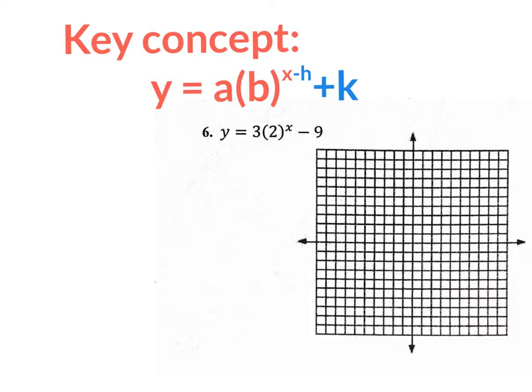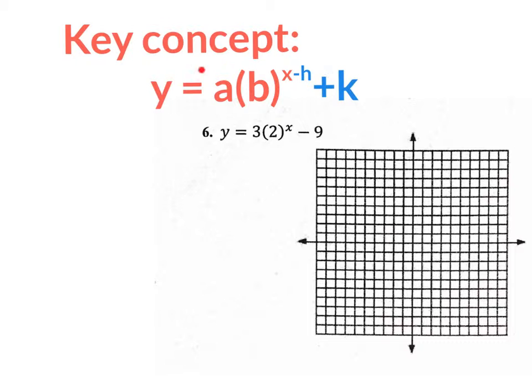And after that, I hope you have the ability, the skills to graph the rest of them and answer the rest of them. So on the homework, question number 6, the last one on the back side of your notes from last week, you have this exponential growth function, y equals 3 times 2 to the x power minus 9.